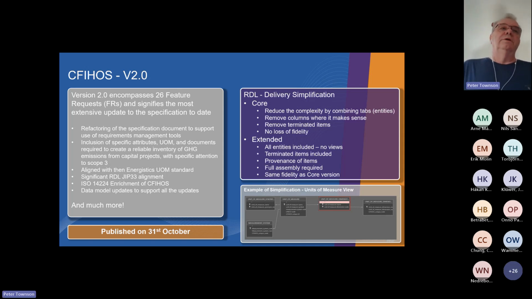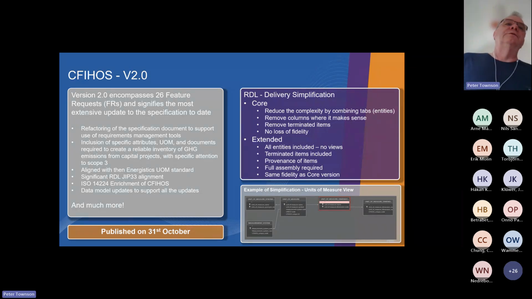We've also included some specific attributes to support the greenhouse gas emission calculations. It's not telling you how to do the calculations. It's just additional properties and units of measure and documents that allow you to do your own greenhouse gas calculations, particularly around the scope 3 emissions, but it also helps support scopes 1 and 2 as well.